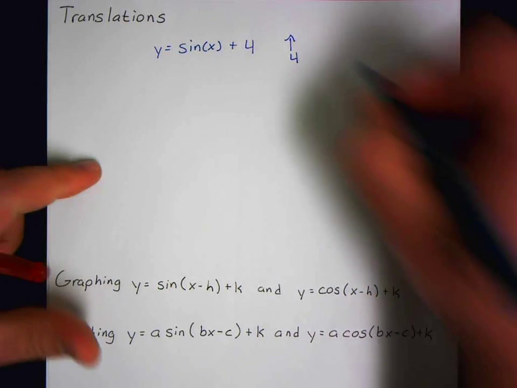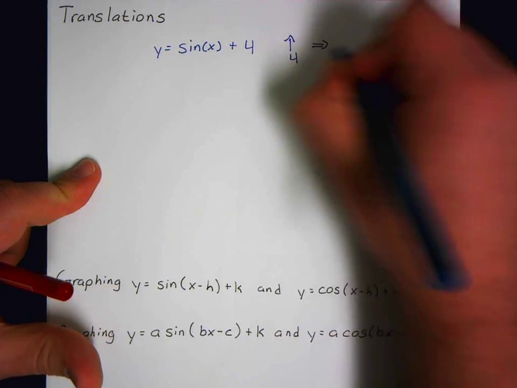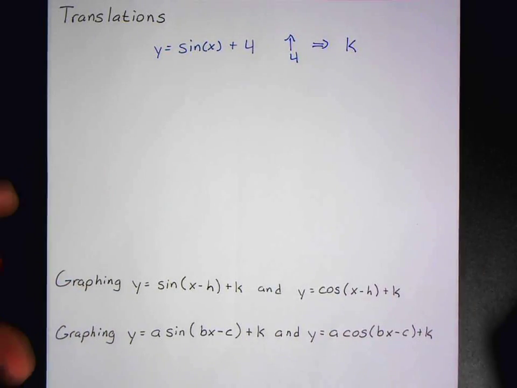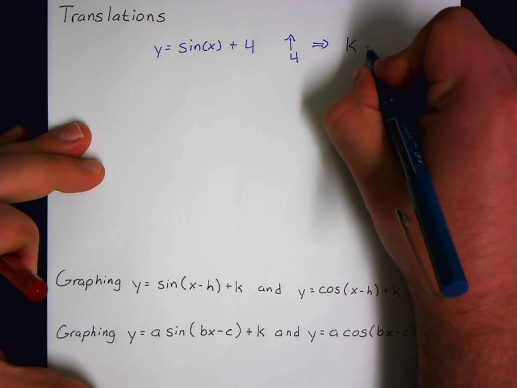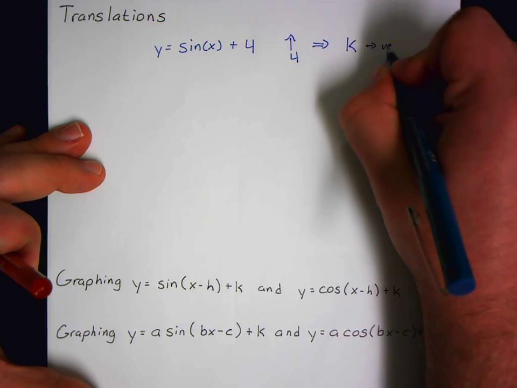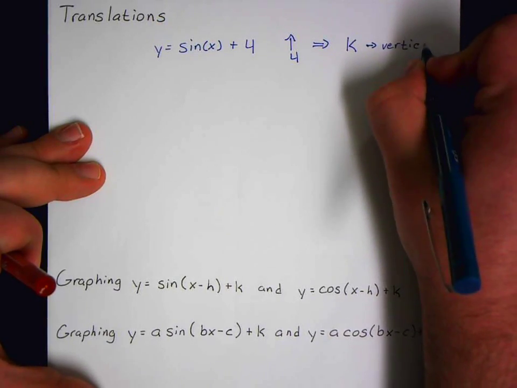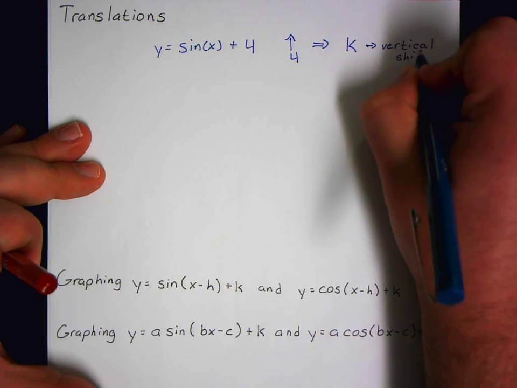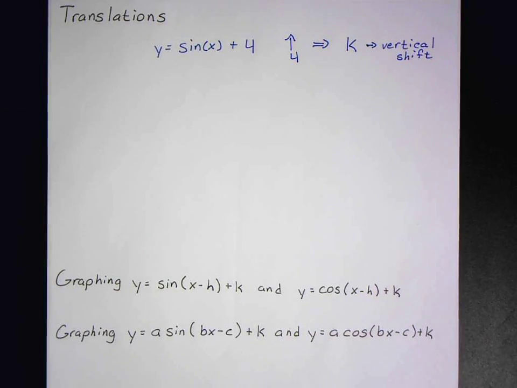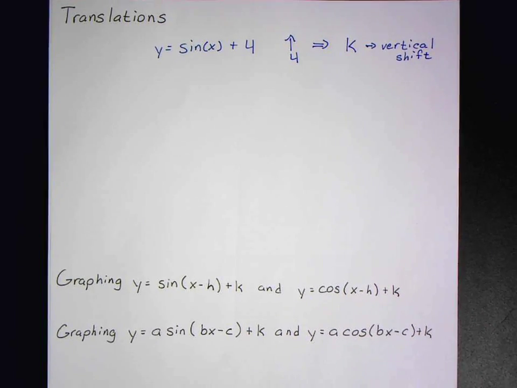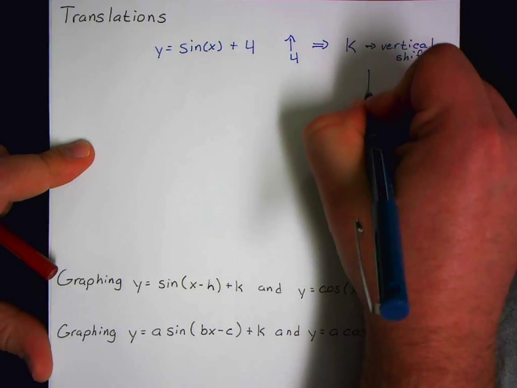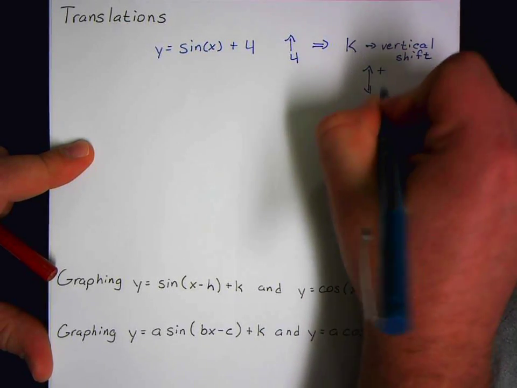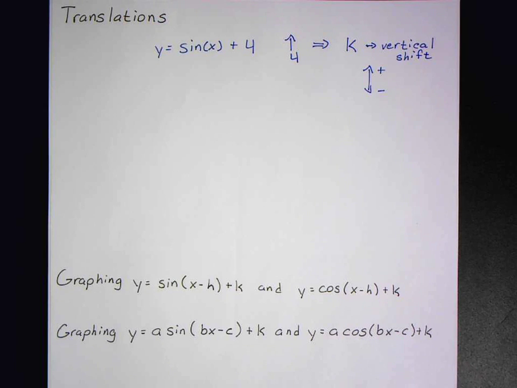So we can keep calling that K just like what we did last semester. So K corresponds to vertical shift. Just like with everything else, if K is positive, it shifts up. If K is negative, it shifts down. So there's really no change with that. K is at the end, or it can come at the beginning. It doesn't matter. It's tacked on with a plus or a minus sign.